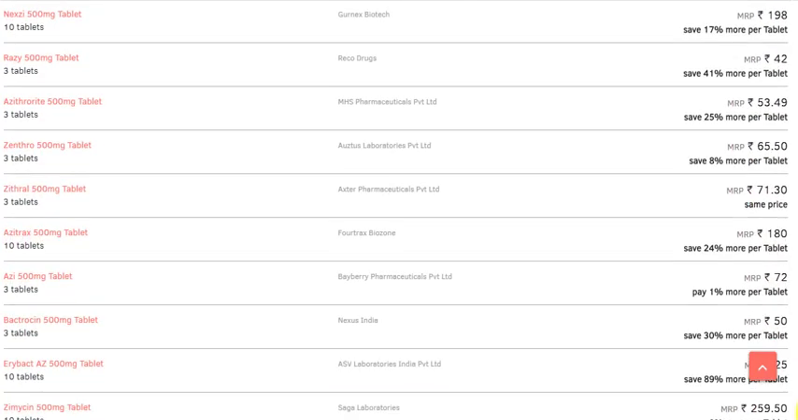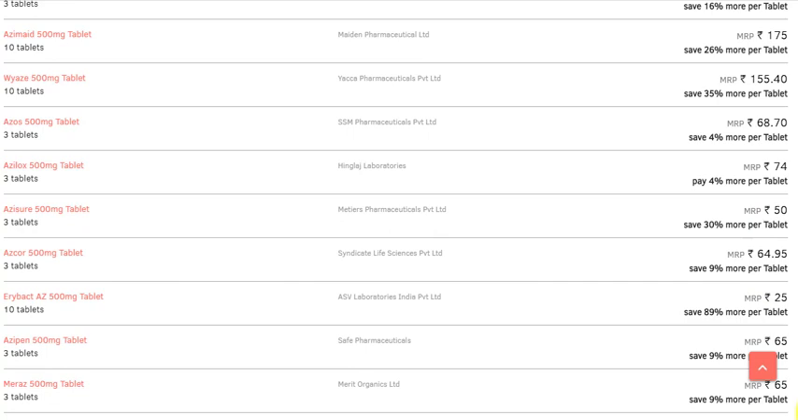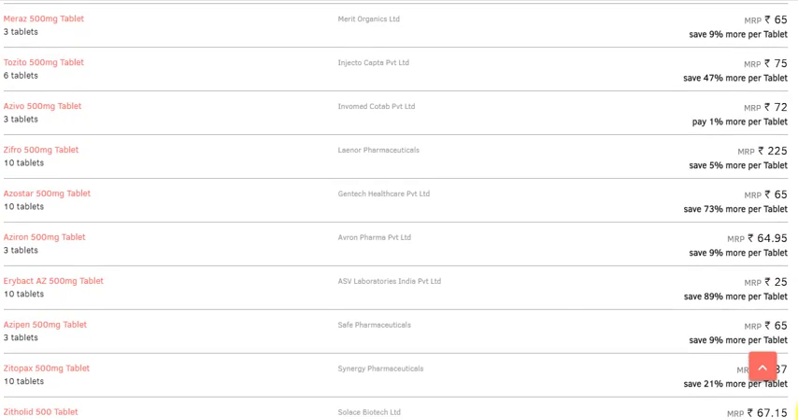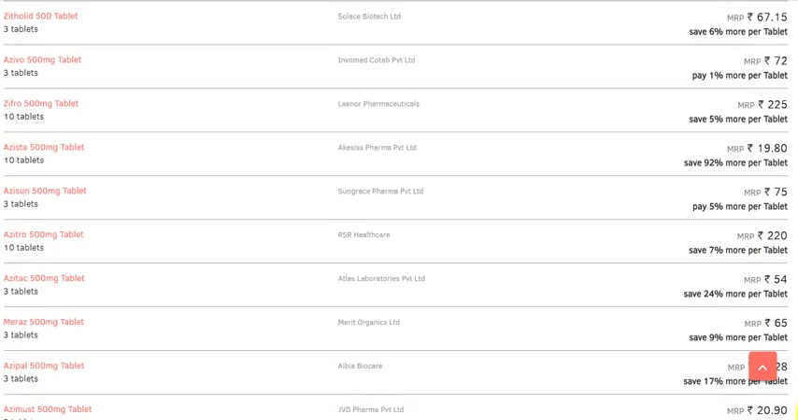What if you forget to take azithromycin tablet? If you miss a dose of azithromycin 500 tablet, take it as soon as possible. However, if it is almost time for your next dose, skip the missed dose and go back to your regular schedule. Do not double the dose.